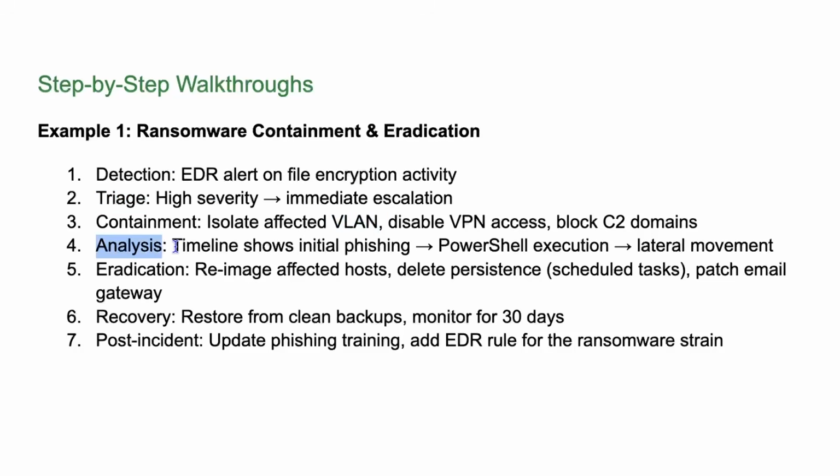We would do an analysis. The timeline shows initial phishing, which was the thing that started this whole thing. Then there was a PowerShell execution, and then there was lateral movement that took place, and then anything else that took place that led to this file being encrypted.